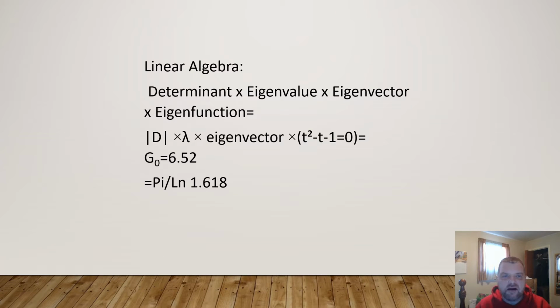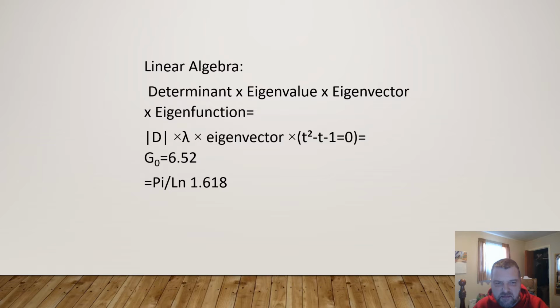In linear algebra, we have, interesting, the determinant times the eigenvalue times the eigenvector times the eigenfunction. And they all work out, I showed in another talk, that they all work out to be what I call G naught, which is 6.52.